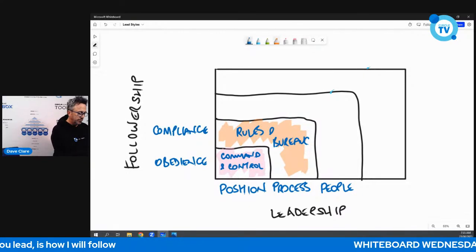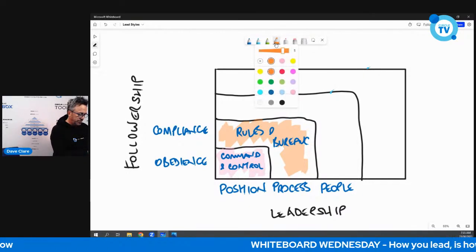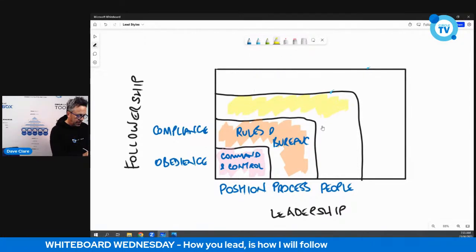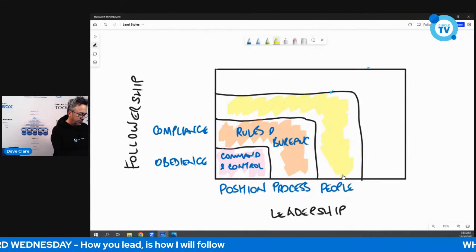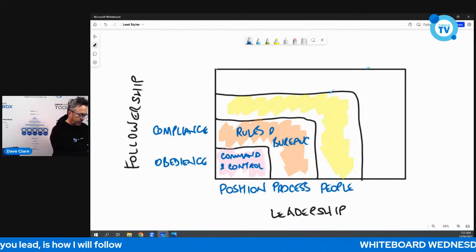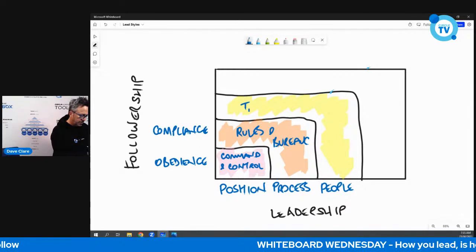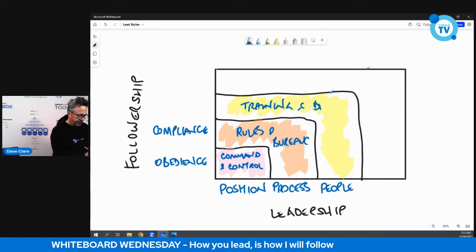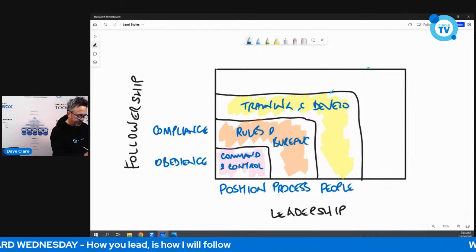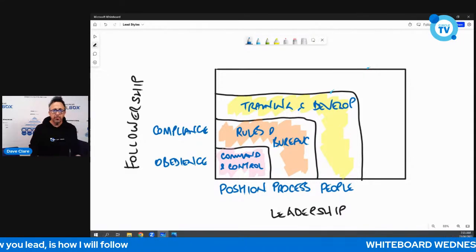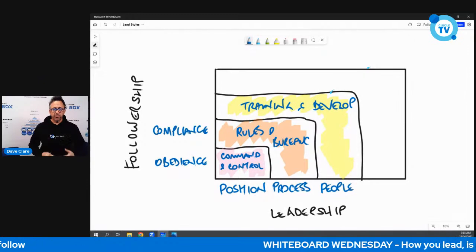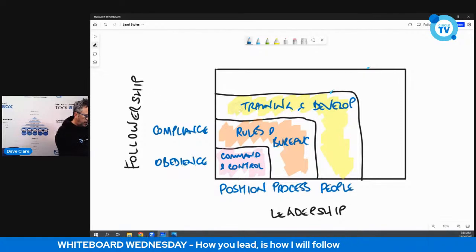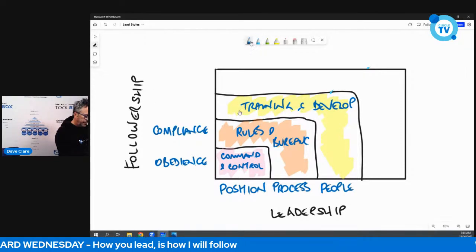So we want to lead based on people. And this is where a lot of people are today, which is fantastic. And this is where we're looking at training and development. So we're investing heavily in our people. We're leading with people, through people, and we're investing in training and developing our people. And this is where you really start to get what we would consider to be commitment.